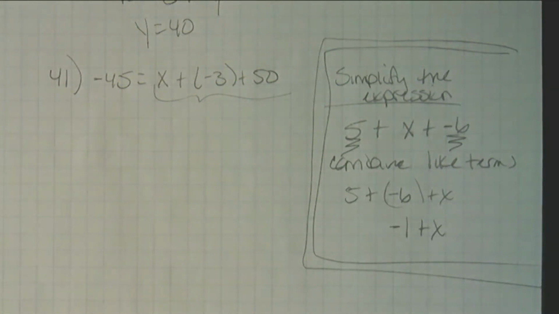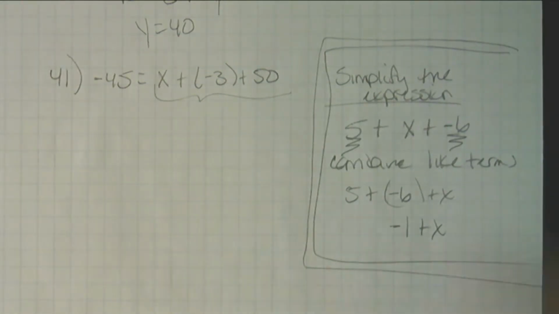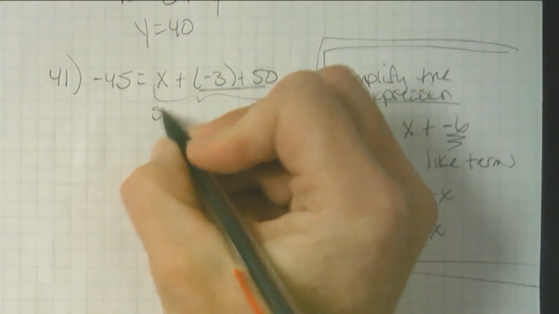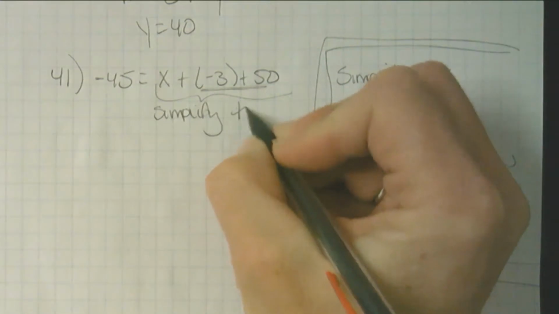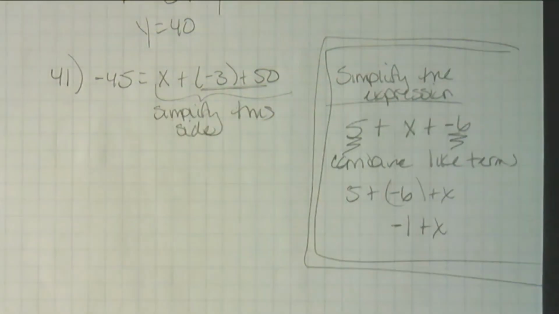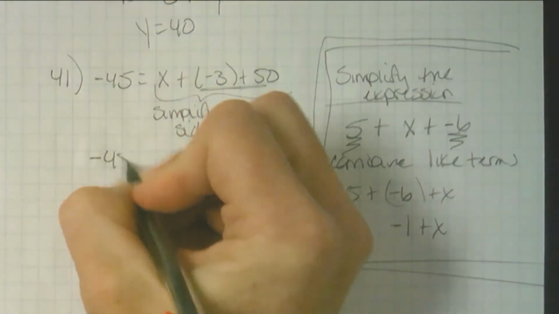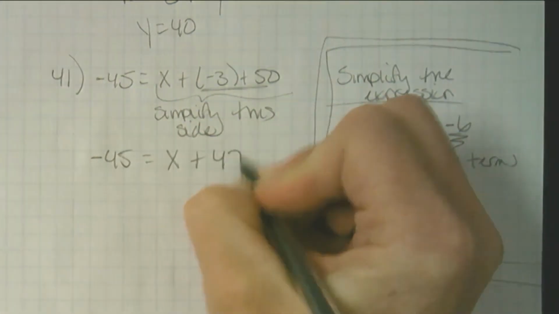If you think you know, raise your hand. What do you think you need to do? Evan? How many of you guys agree that I think I probably should add negative 3 and 50? Totally. I need to simplify this side. I want you to do that right away. Because the moment you simplify that side, you combine those like terms, then you've got a one-step equation that you're like, oh, I totally understand what to do now. All right, so what is negative 3 plus 50? Jacob? 47. So I have negative 45 is equal to x plus 47.